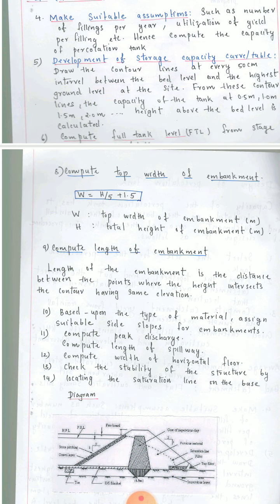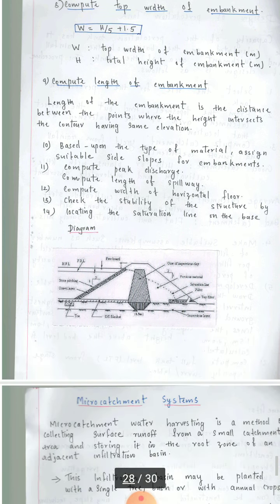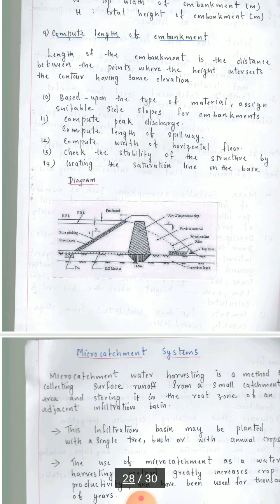So the width of embankment should be calculated. Next is compute length of embankment. Length of the embankment is the distance between the points where the height intersects the contour having the same elevation. So this length can be easily calculated by measuring the distance between the points where the height intersects the contour having the same elevations.